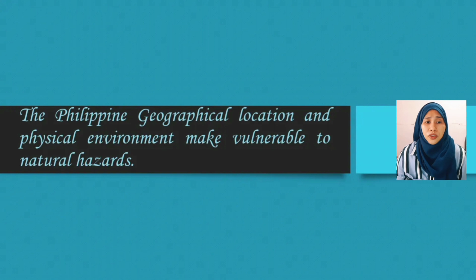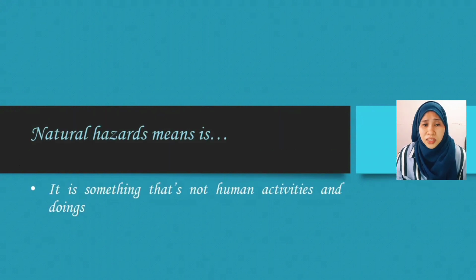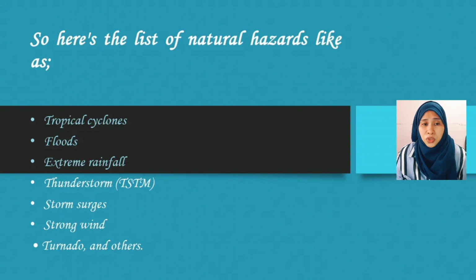The Philippine geographical location and physical environment make it vulnerable to natural hazards. So what is a natural hazard? A natural hazard is something that is not caused by human activities or doings. So here's the list of natural hazards like tropical cyclones, floods, extreme rainfall, thunderstorms, storm surges, strong wind, tornado, and others. So when you see one of these, watch out.